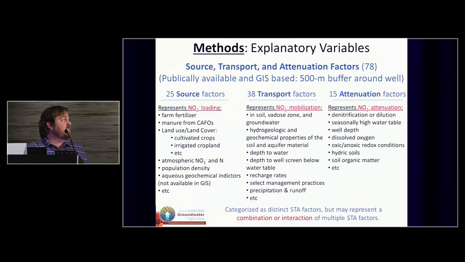The explanatory variables, even though this is a statistical model, a lot of them represent, again, physical processes. There are over 78 factors that we tested. These are all publicly available. 25 source factors represent nitrate loading to the system, so things like farm fertilizer application, land use, and atmospheric nitrate. 38 transport factors represent nitrate mobilization in the soil, vadose zone, and the groundwater, so things like depth to water and recharge rates. And also attenuation factors that we tested. These represent denitrification or dilution of nitrate, so things like well depth, dissolved oxygen, and redox conditions, which are very important.